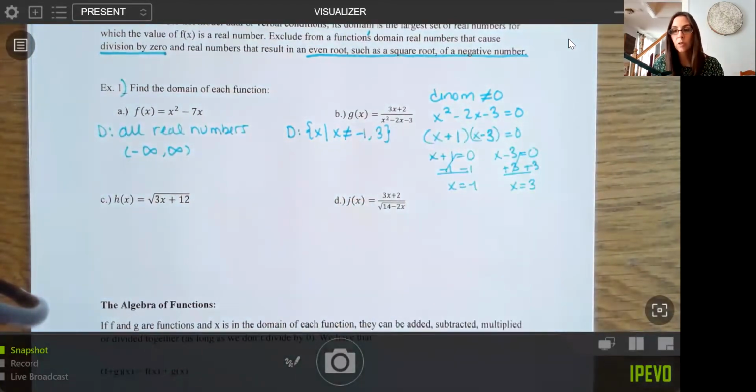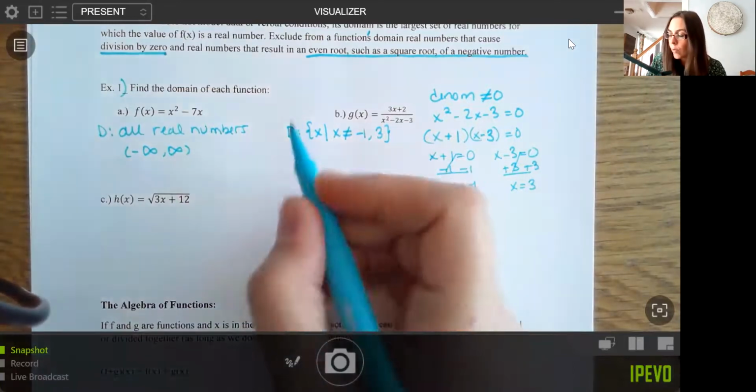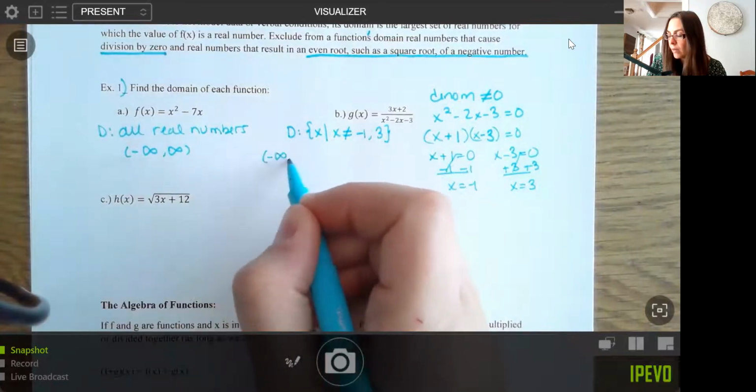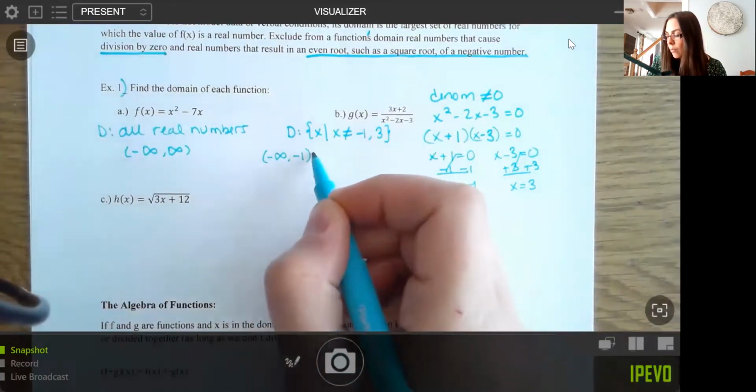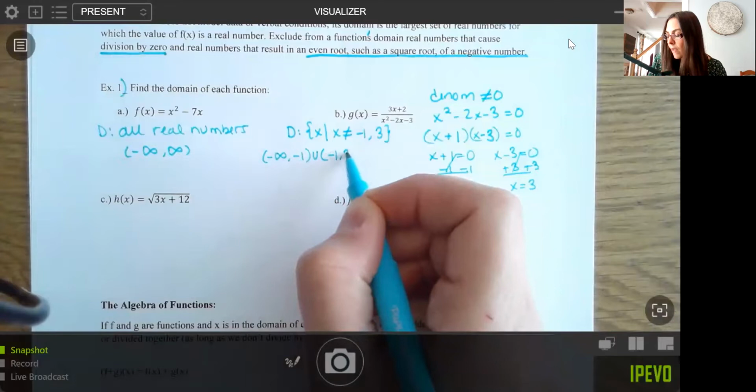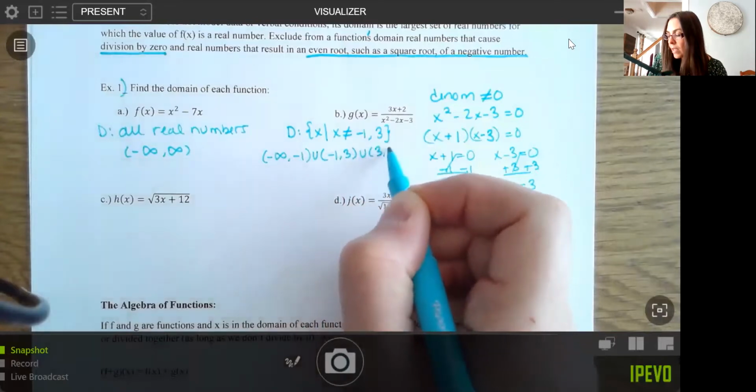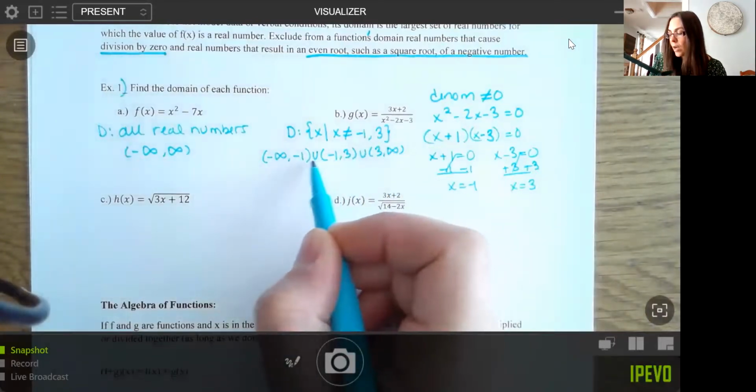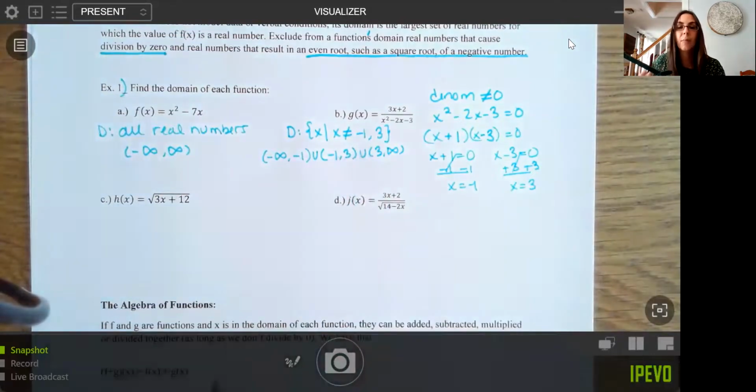For interval notation, we want to write it so that we skip over the negative 1 and the 3. So we go from negative infinity to negative 1. Then we go from negative 1 to 3, and then we go from 3 to infinity. By using parentheses, remember, we're not including those end values, so we're skipping over them.